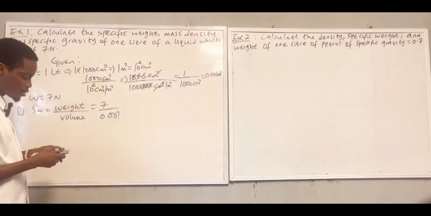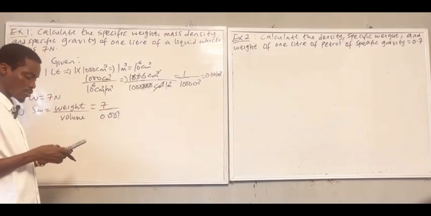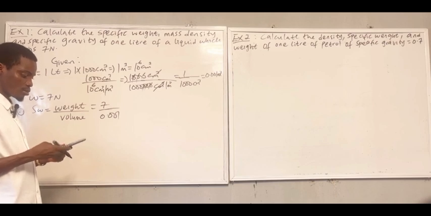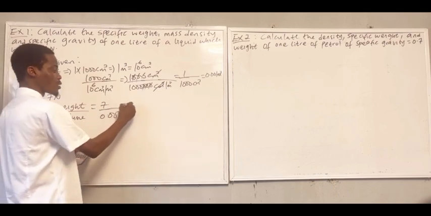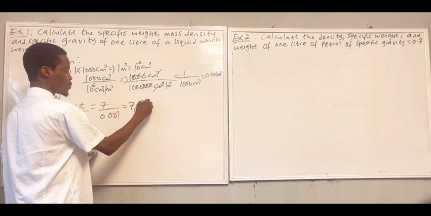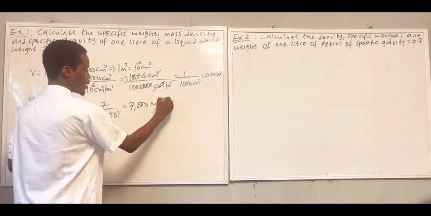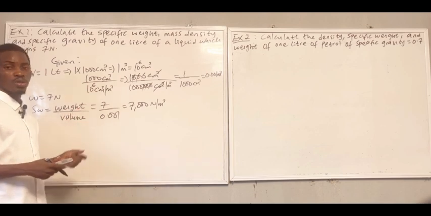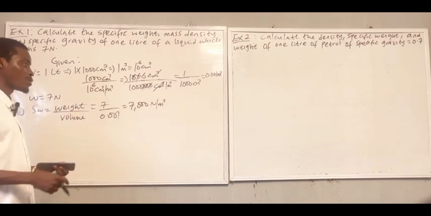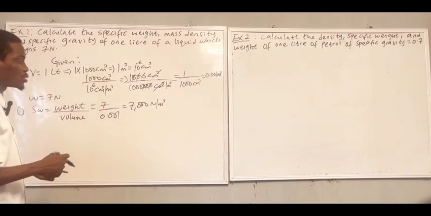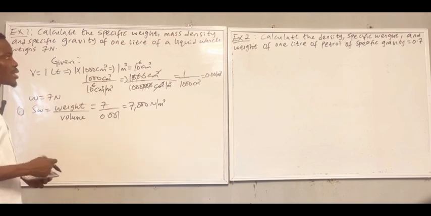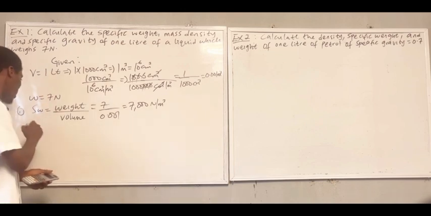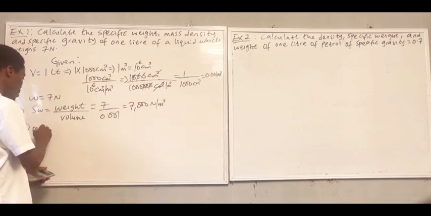If I divide 7 divided by 0.001, what am I going to have? I'm going to have 7,000. So my specific weight here is 7,000 Newton per meter cube. Remember, our volume is measured in meter cube. Our weight is measured in Newton or kilogram. So my specific weight is 7,000 Newton per meter cube. The next step is to calculate mass density.